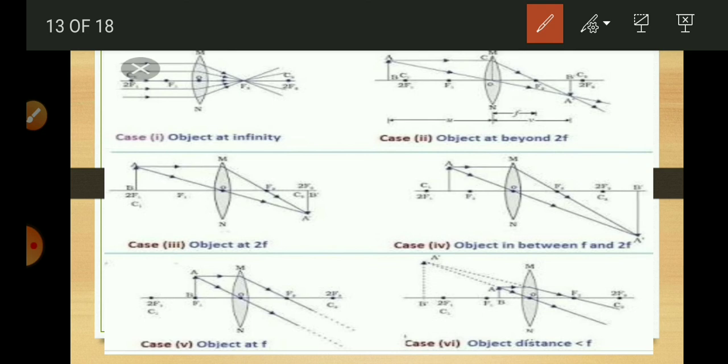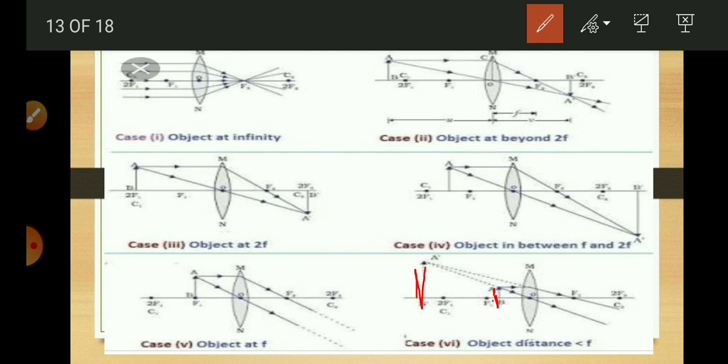Next is when the object is placed between f1 and optical center. So when object is between optical center and focus of the lens, then we obtain an image which will be on the same side of object. So this is our object AB, and we obtain the image on the same side, and this image is virtual, erect and enlarged.